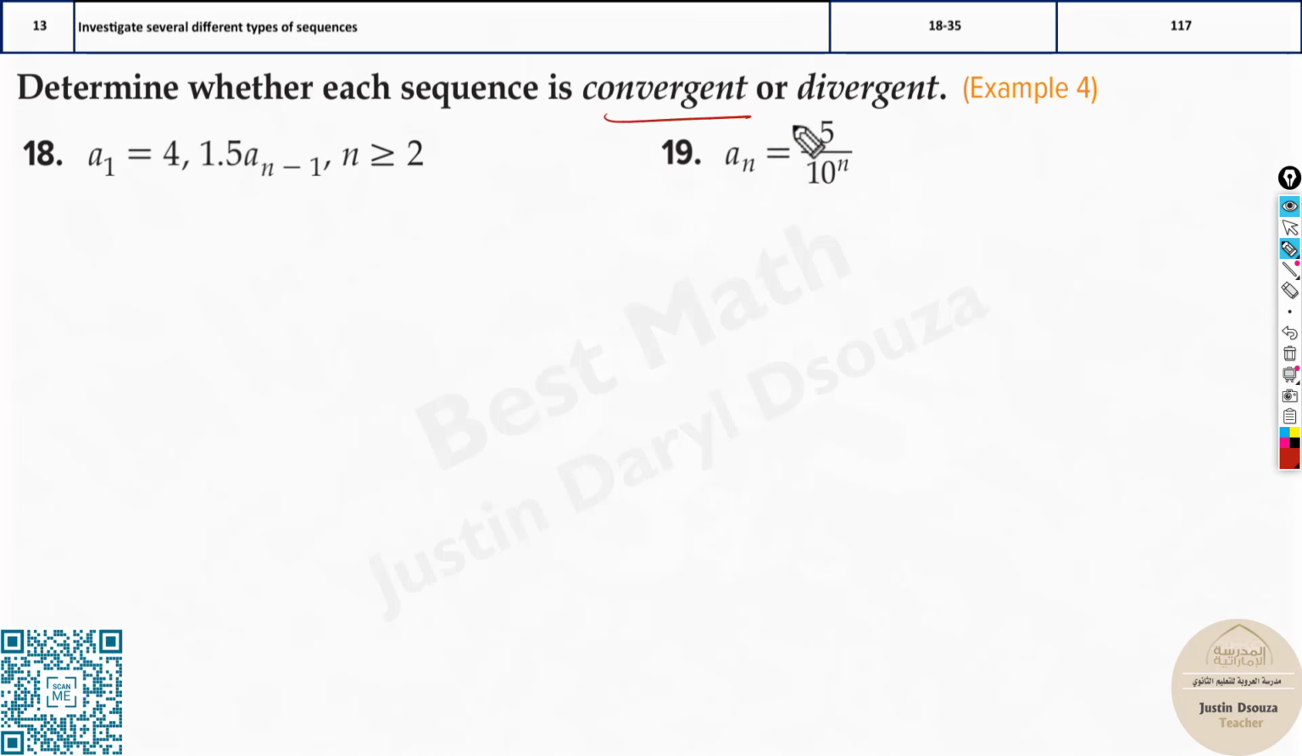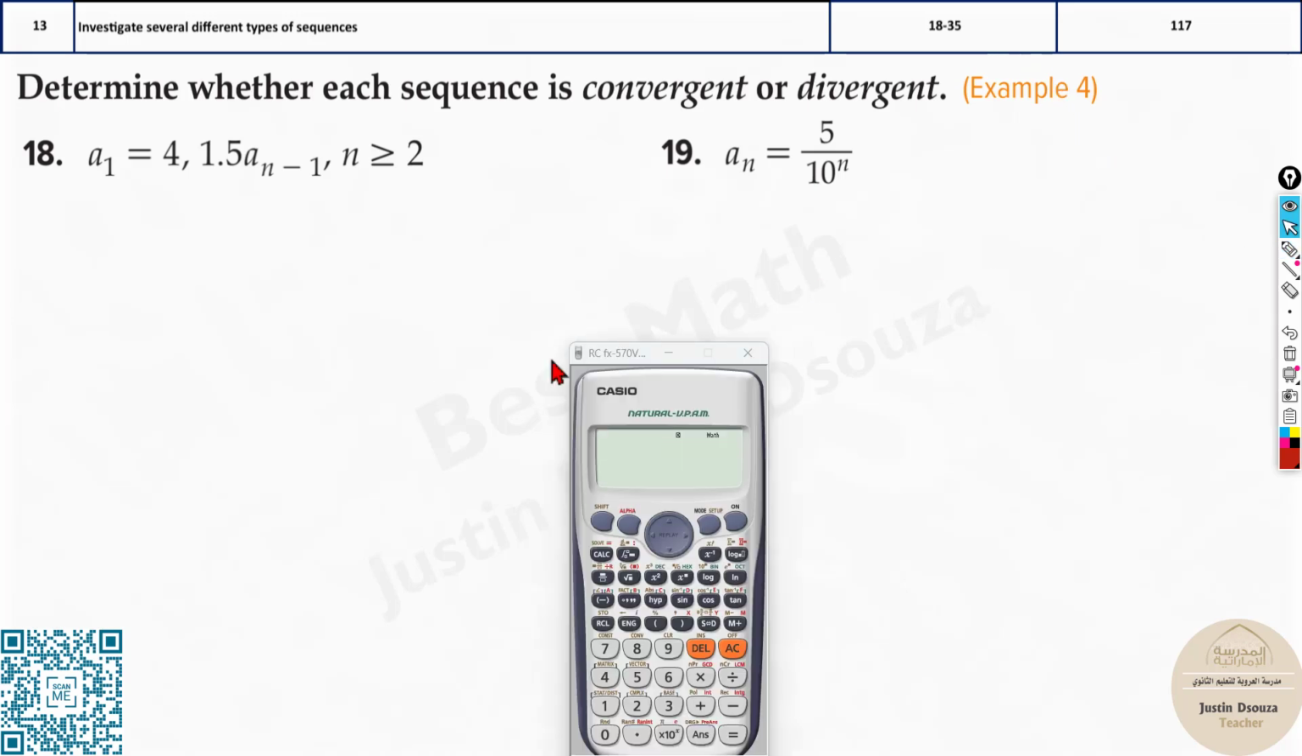But here they are asking us whether it's convergent or divergent. So what you need to do over here is find some terms. Since this is the electronic part, I'll just use the calculator and show you how to do it. Let's type this equation: 1.5 multiplied by the previous term, A(n minus 1). If you want to find the second term, you need to know the previous one. So we can only go to a2 now. That is multiplied by 4. So let me solve this. It'll be 6. So the first term was 4 and the next term is now 6.